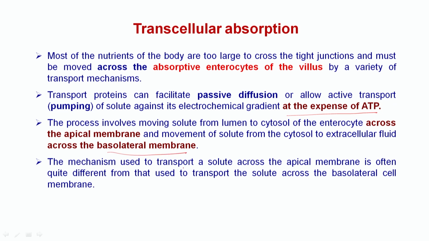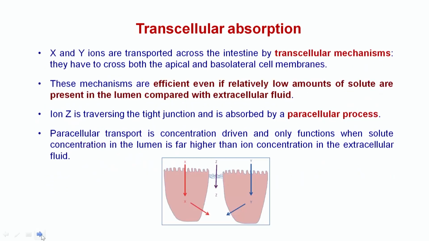The mechanism used to transport a solute across the apical membrane is often quite different from that used to transport the solute across the basolateral membrane. So both mechanisms are different. Here in the diagram you can see X and Y, which are transported across the intestine by the transcellular mechanism. They have to cross both the apical and basolateral membrane. This is the apical membrane and this is the basolateral membrane.